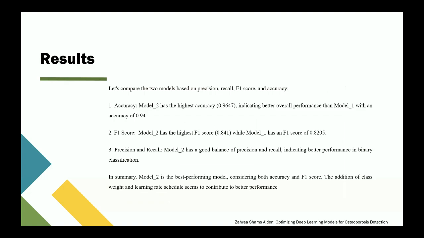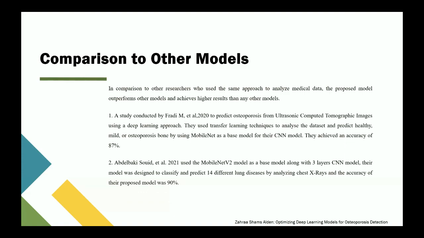Even though model 2 has a good balance in precision and recall, model 2, which uses class weight and learning rate scheduler, is considered the best model to be used for the classification and analysis of medical images to predict osteoporosis, as it has the highest accuracy. If we want to compare our work to other research that uses medical data and uses CNN or MobileNet transfer learning, we can say that our model has overcome their accuracy.